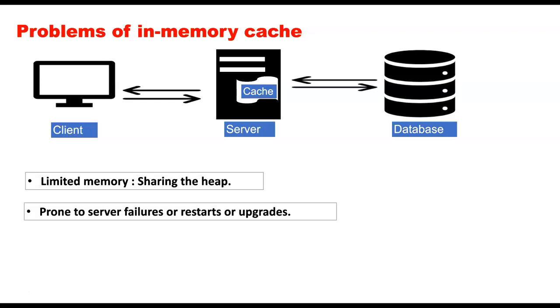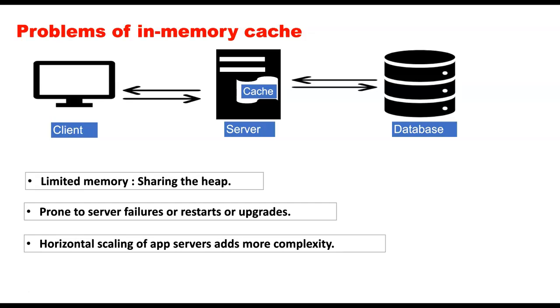The second problem of the in-memory cache is that it is prone to server failures or restarts. For example, if the server fails, then the entire cache data will be erased, because the cache information itself is available in the application server heap memory. If the server restarts, it's the same case: the cache data will be lost. And when we do horizontal scaling of the application servers, it becomes more complex.